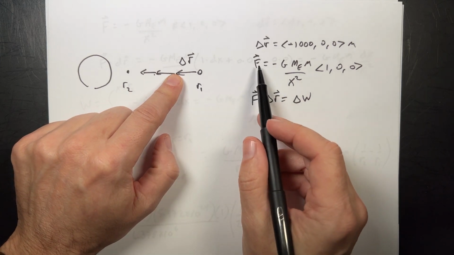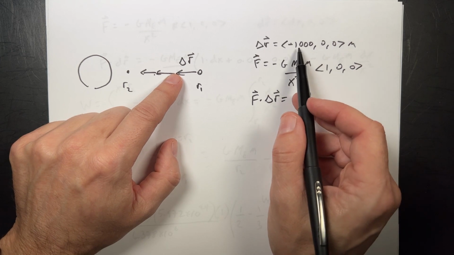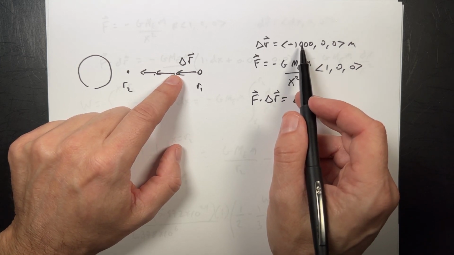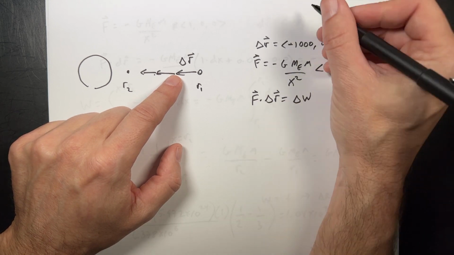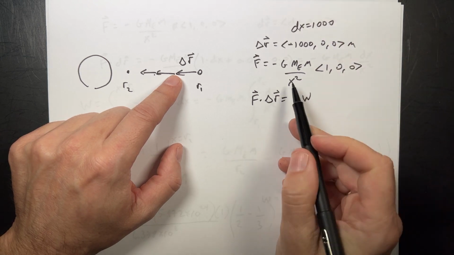What I'm doing is assuming that the force is constant. It's not constant, but I'm assuming it is. And if I have a short time step, a small time step, it's fairly constant. And we can always change that. I'll actually call that dx equals 1,000, and then we can change it.